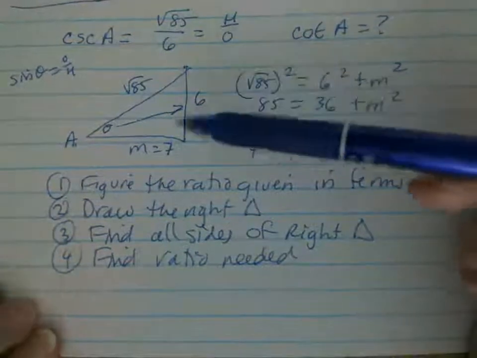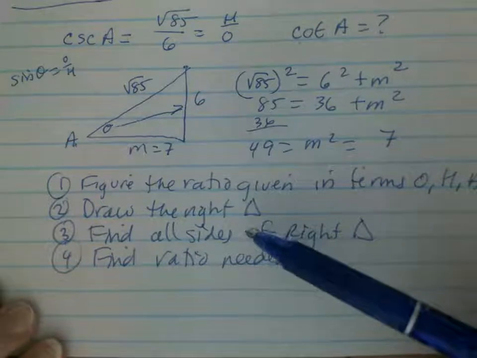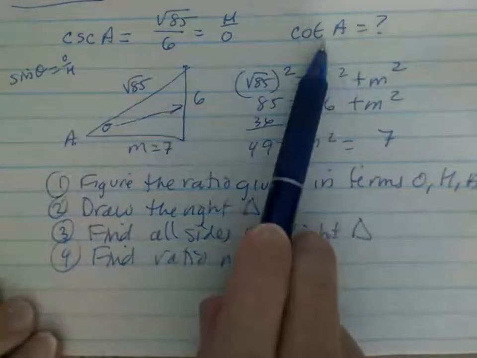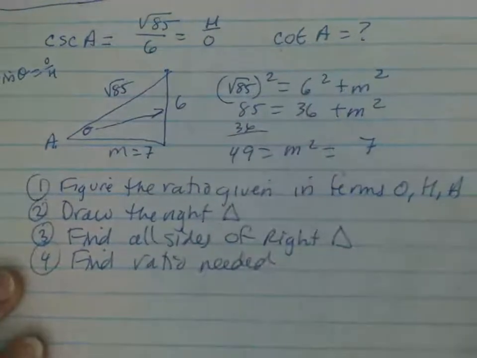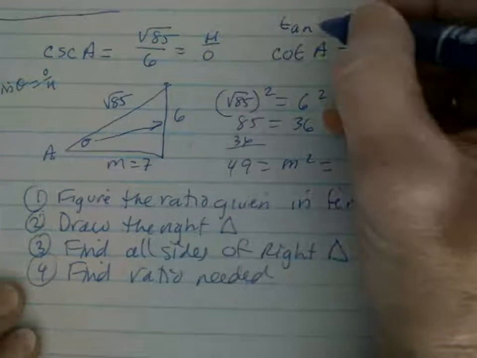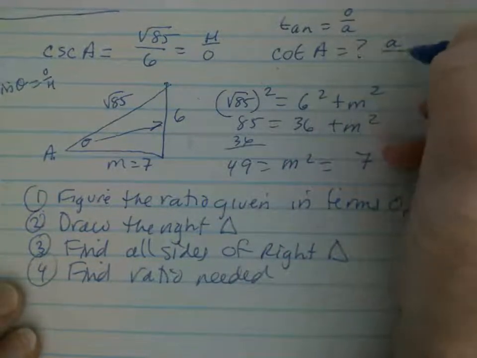All right, so we do have that. We found the second leg by using Pythagorean theorem. That was after we drew it out. And now we're on step 4, find the ratio needed. The problem is asking us to find cotangent. This is the reciprocal of tangent. So the tangent is opposite over adjacent, so the cotangent is going to be the adjacent over the opposite.